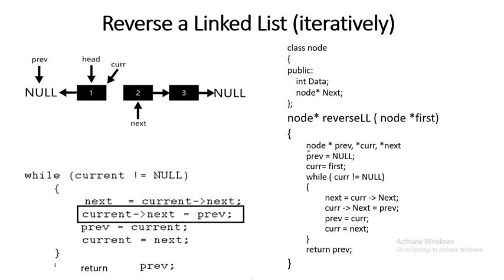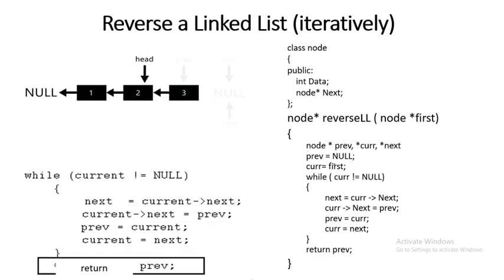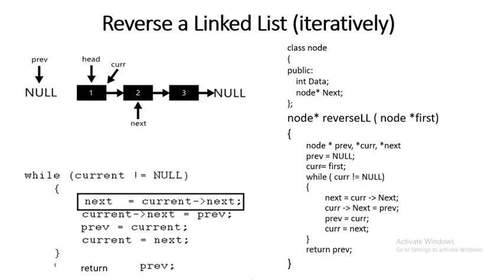This reverse linked list method makes use of three pointers: the prev pointer, the current pointer and the next pointer. The prev pointer is initialized to null, and the current pointer is initialized to the first node. After the initialization, we iterate through the linked list, and in the loop we perform the following.